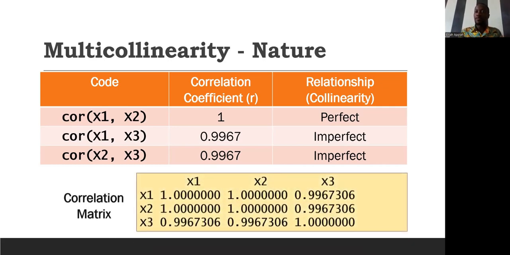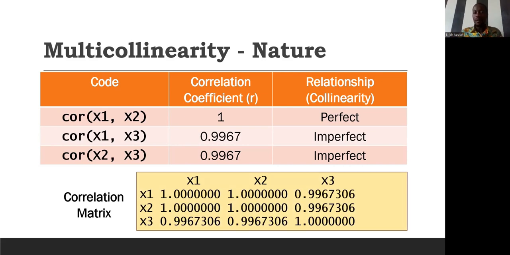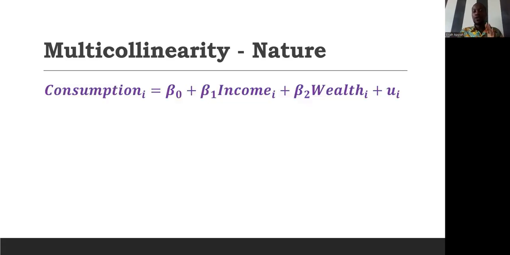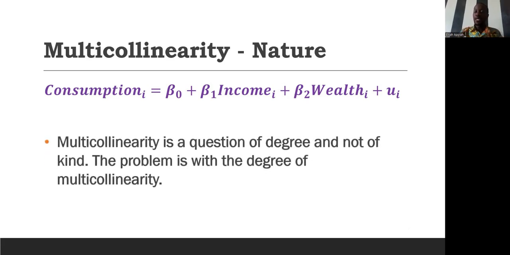At the end of the day, in R, we created a correlation matrix to give us an idea about the relationship that exists between these variables. So let us consider this regression model where the dependent variable is consumption. We are looking at how income and wealth affect consumption. Probably a person that has a lot of income will consume more, and if you have less income, you also consume less. So there is a positive relationship per theory between consumption and income. The higher your income, the higher you consume. The lower your income, the lower you consume. They move in the same direction.